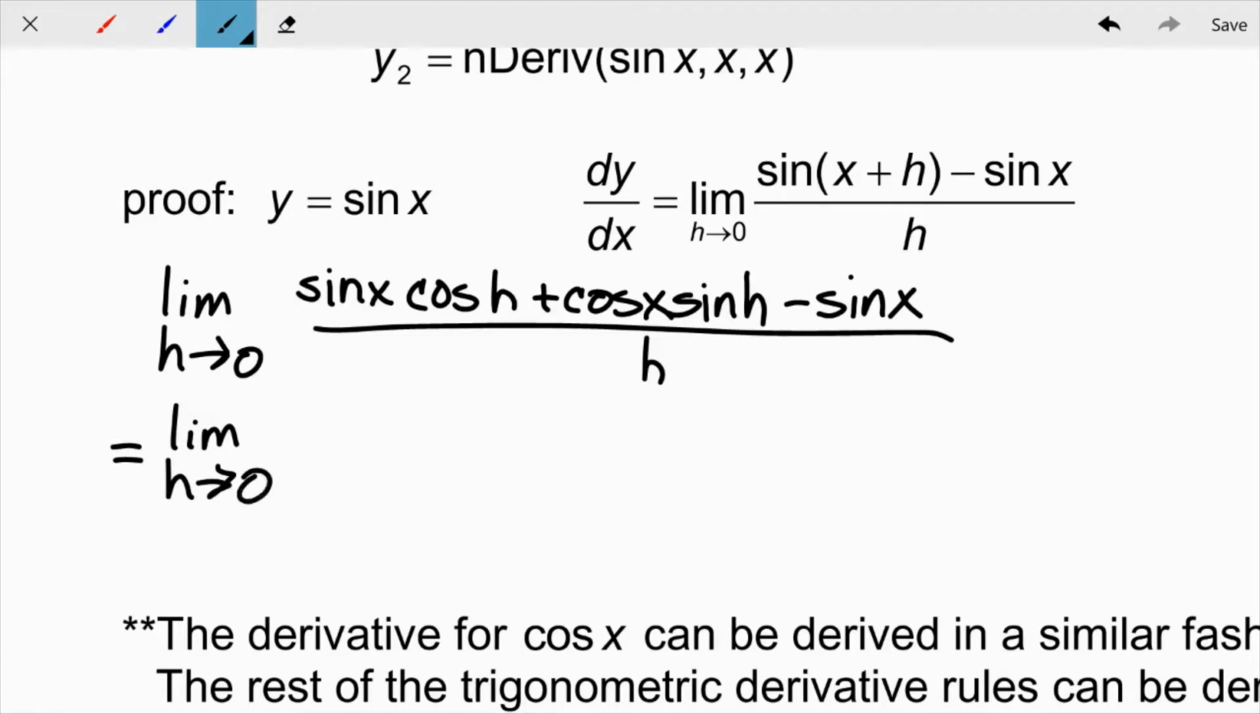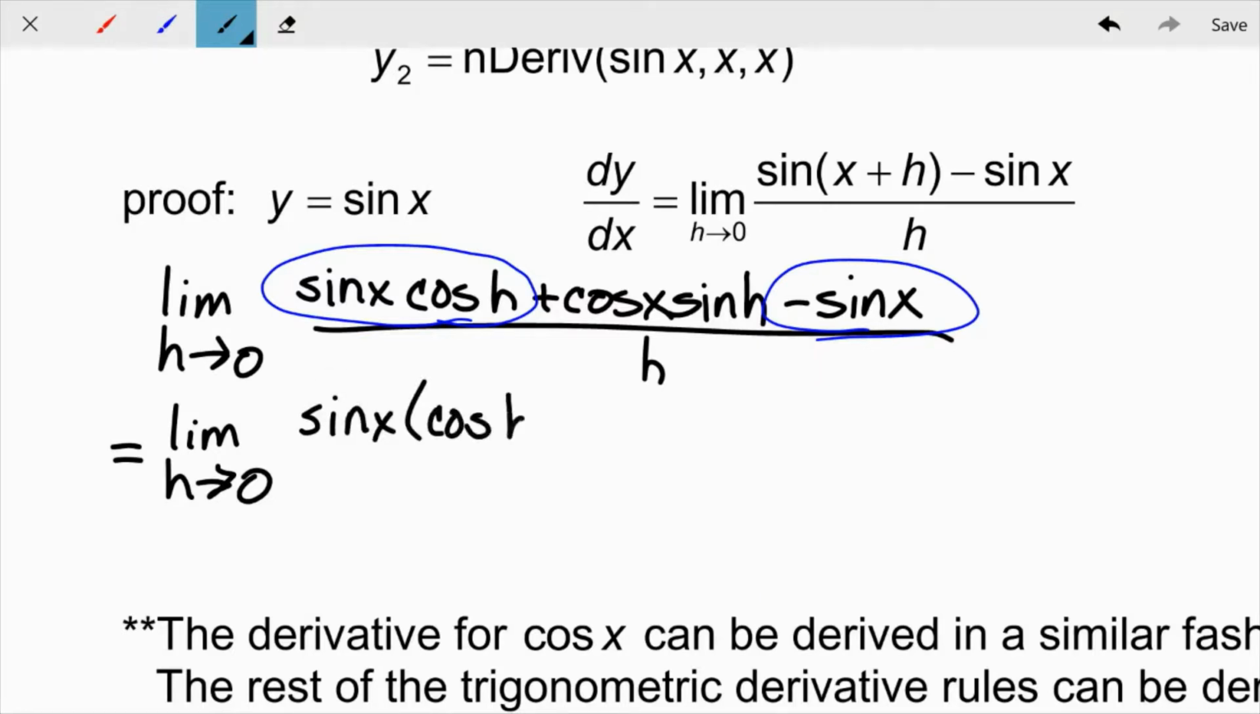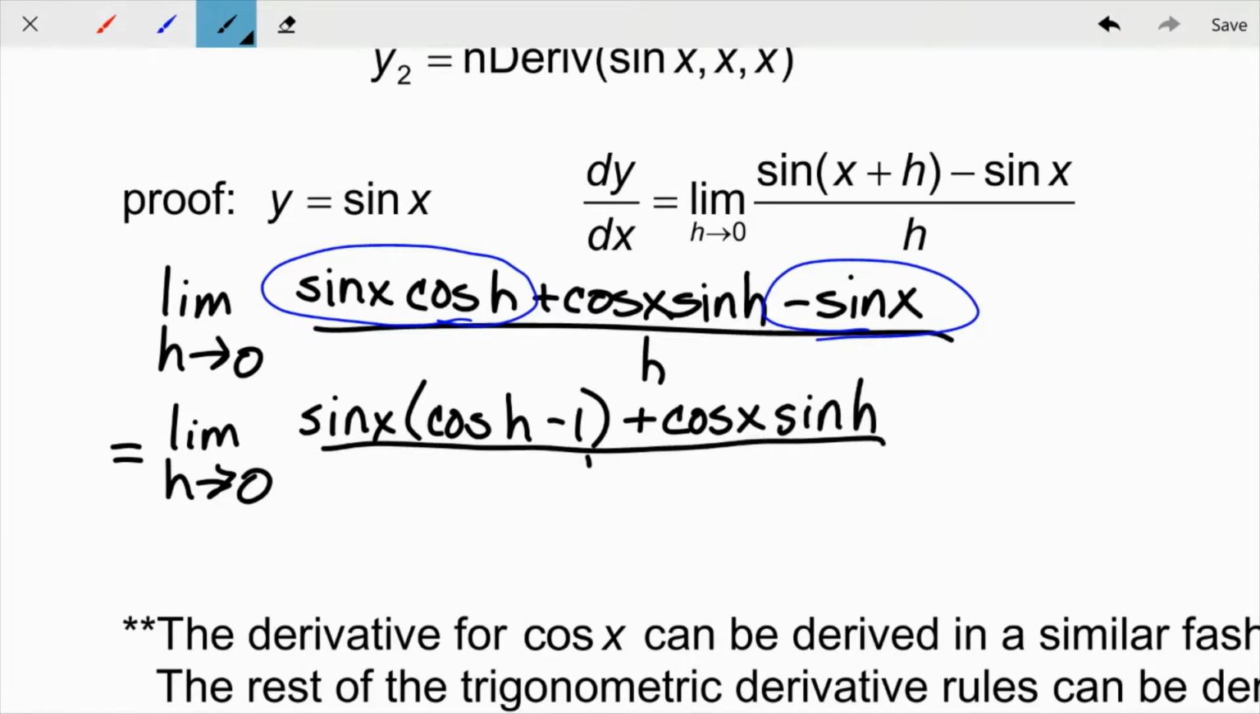So the limit as h approaches 0, and what I'm going to do is take the two terms that have sine x in them, and I'm going to factor out the sine of x from those two expressions. So that would give me the sine of x times the cosine of h minus 1, and that's all divided by h. So plus we have the cosine of x times the sine of h, and again, all divided by h. If I group these together correctly, it'll become really obvious how this is going to work itself out.